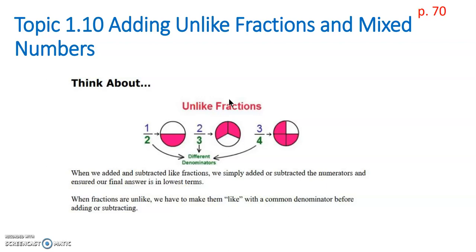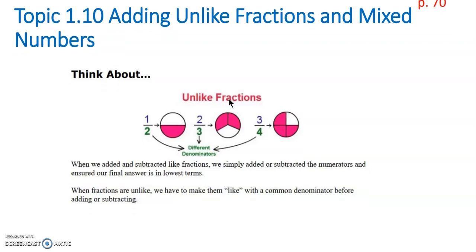We added and subtracted like fractions where we had the same denominator, and we just added the numerators, or we subtracted the numerators, and then we made sure our answer was in lowest terms. But today we're looking at making unlike fractions like. They need to have the same denominator in order for us to be able to add or subtract them. So that's going to be our focus for this lesson.